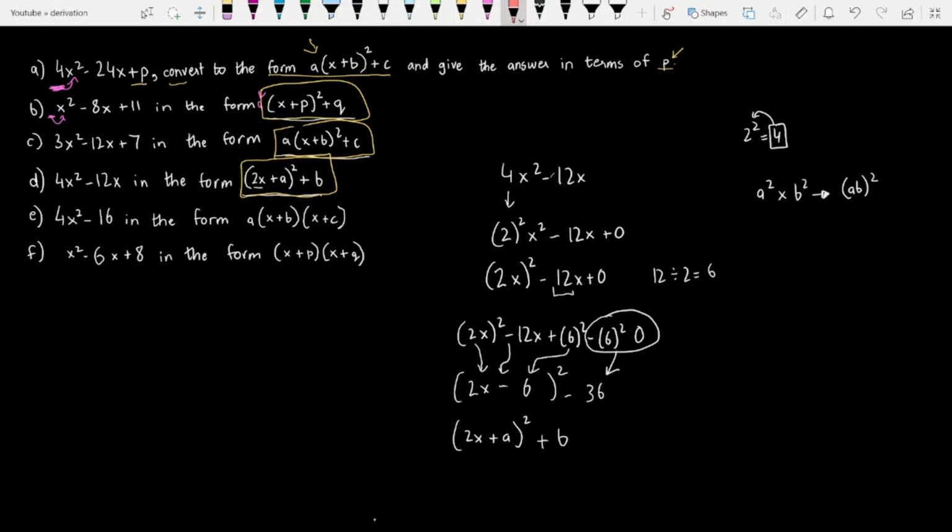And you can see I definitely have the 2 with that x over there. And my a is equal to negative 6 and my b is equal to negative 36. Okay, so we're doing pretty good.